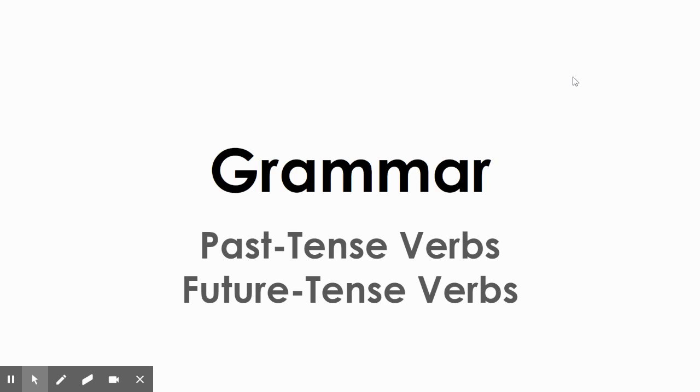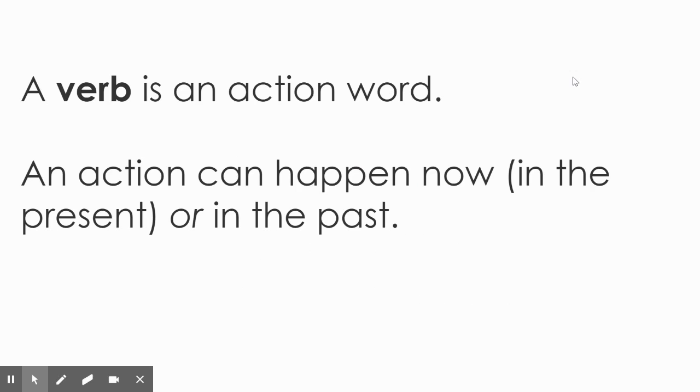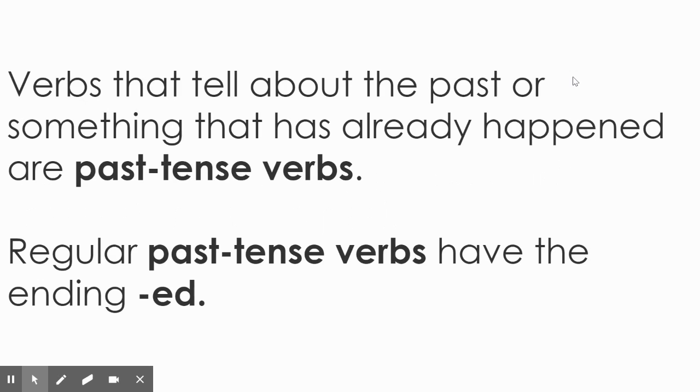If you remember, last week we learned about present tense verbs. We're going to start by focusing on past tense verbs. A verb is an action word. An action can happen now, in the present, or in the past. Something could have already happened. Verbs that tell about the past, or something that has already happened, are past tense verbs. Regular past tense verbs have the ending ed added on the end.